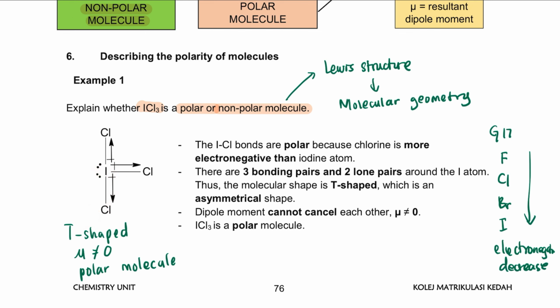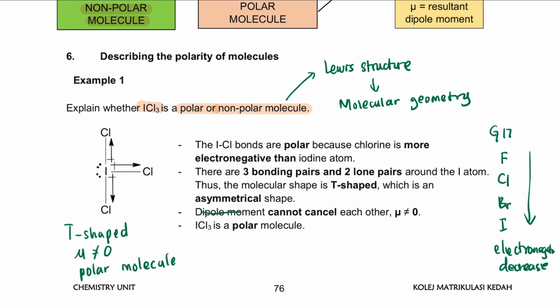Okay, after that, we need to mention about the bonding pair and the lone pair around the iodine atom, which is around the central atom lah. Okay, so dekat central atom ni ada 3 bond, ada 2 lone pair. Okay, so kita kena state that one. Okay, after that, kita dah determine dia punya molecular shape, okay, ataupun molecular geometry. Kita mention lah the molecular geometry is T-shape. This one is based on knowledge kita yang sebelum ni lah. Okay, so T-shape jatuh kategori asymmetrical shape. So we need to mention dekat sini dia adalah asymmetrical shape.